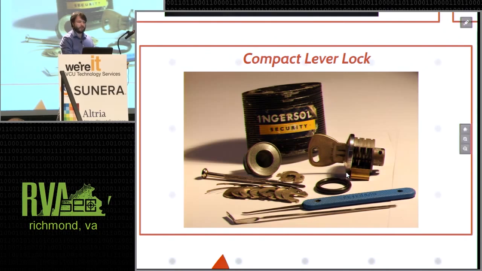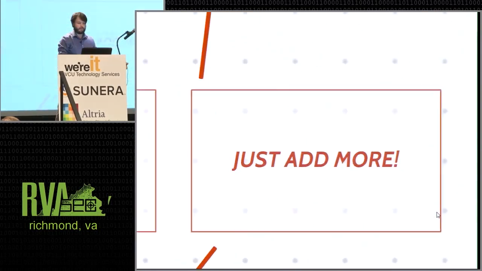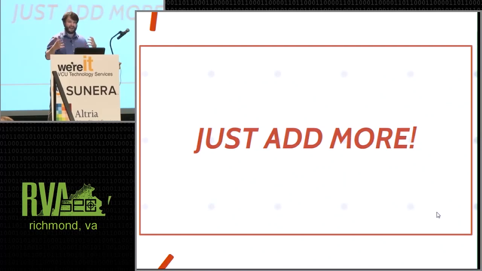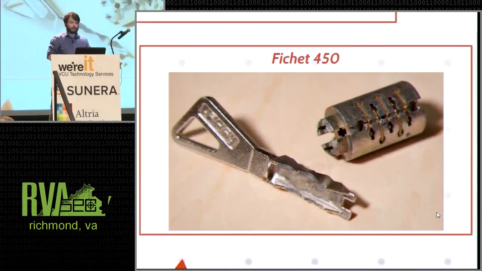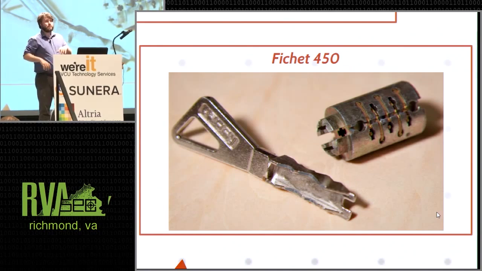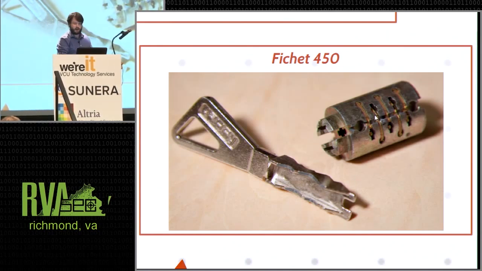It looks sort of like a double-sided wafer key, and it manages to pivot a series of levers through the middle, which you can see laid out here. And it's a devil to pick, and it's fantastic. But we also just love adding more tumblers to everything. So go to Fichet 450, and now we have a four-sided lever lock, pivoting levers across all of these points and on the back side of that as well.